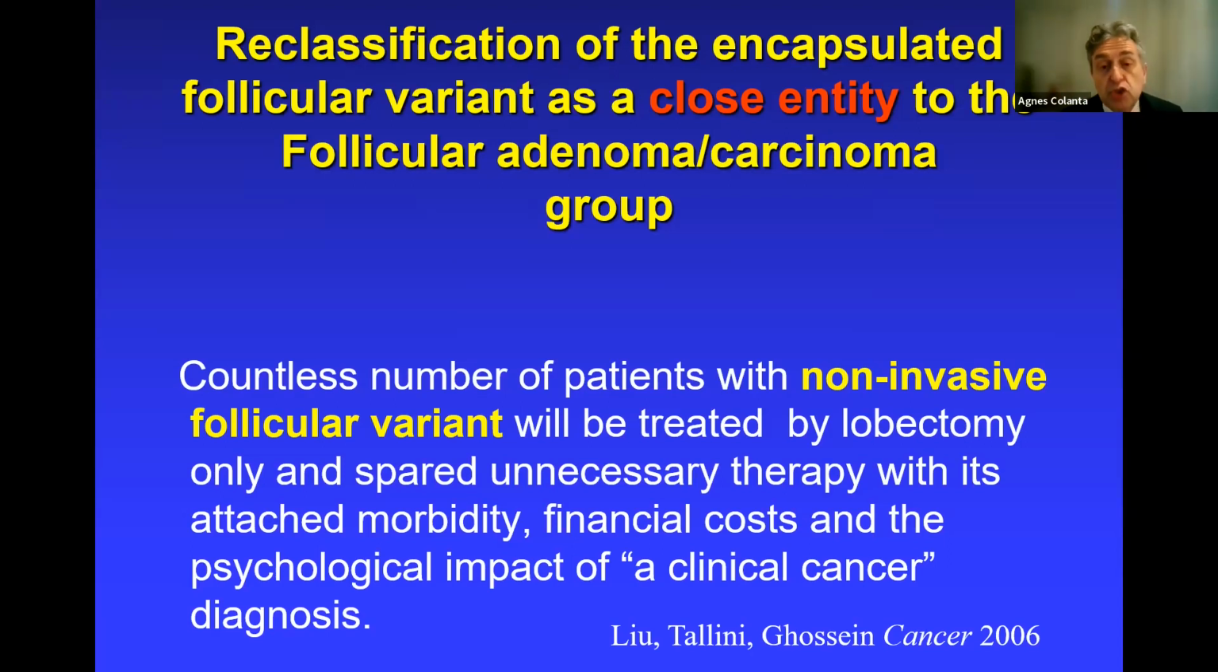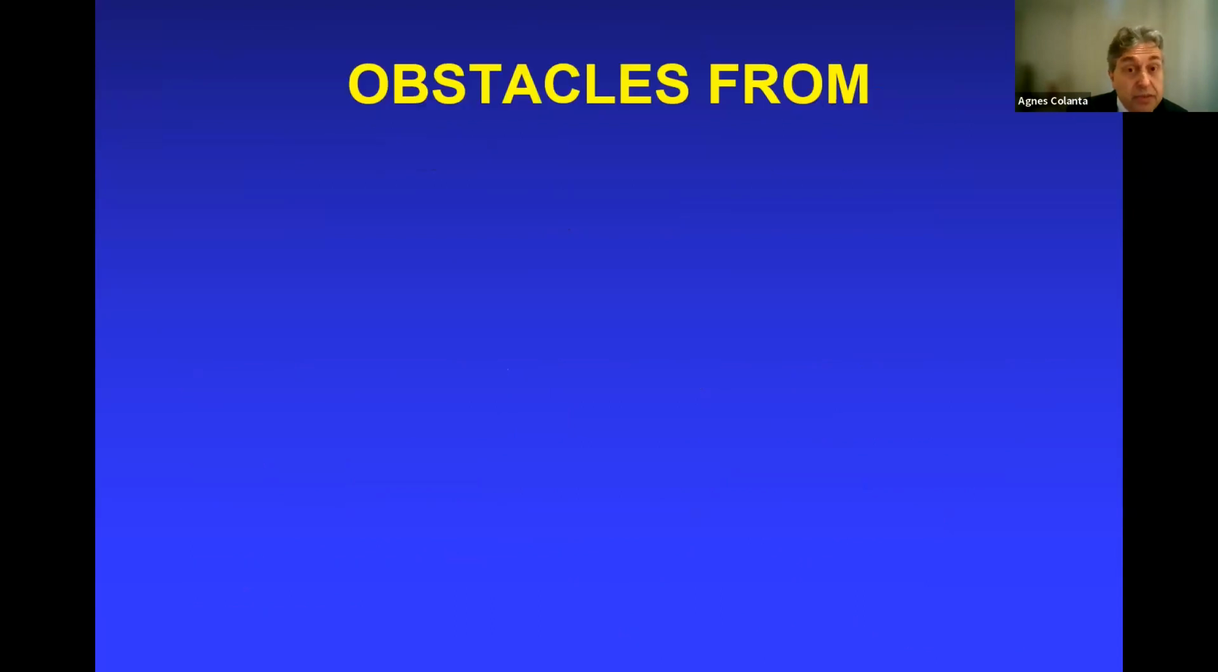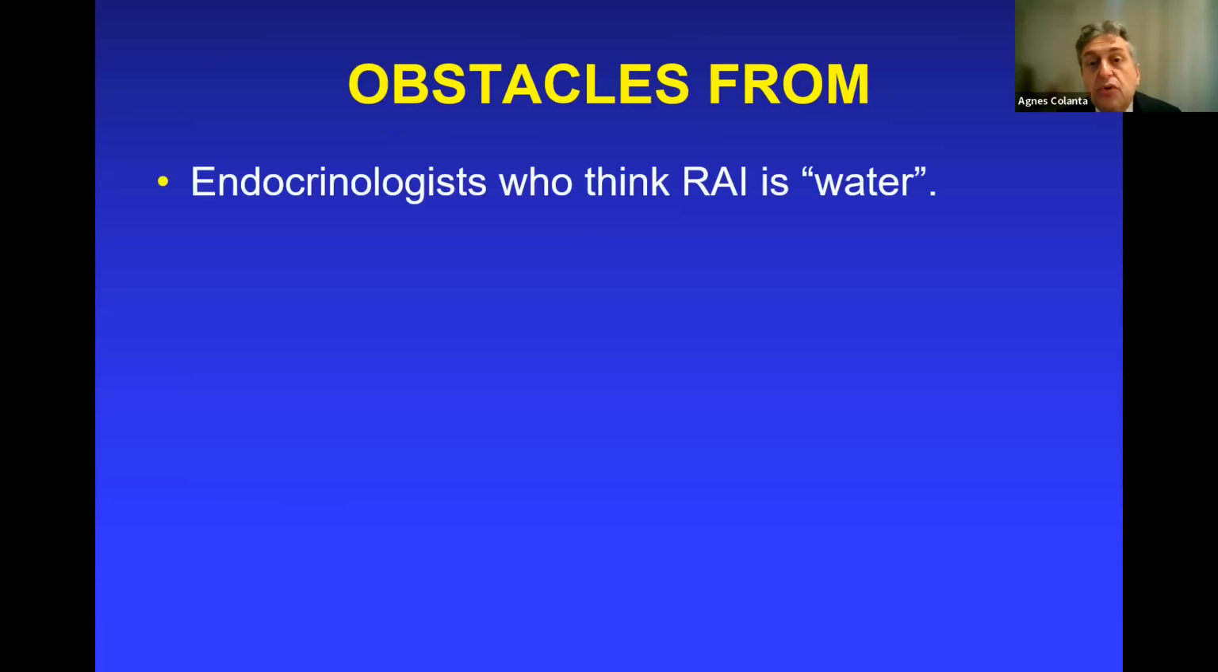Countless numbers of patients with non-invasive follicular variant would then be treated by lobectomy only, sparing the unnecessary side effects of therapy with its attached morbidity, financial cost, and also the psychosocial impact of a cancer diagnosis. But there were obstacles. We failed to do that. Obstacles came from endocrinologists who really wanted to give radioactive iodine right and left, who didn't care about the size of the lesion because of the thinking that radioactive iodine does not have side effects.